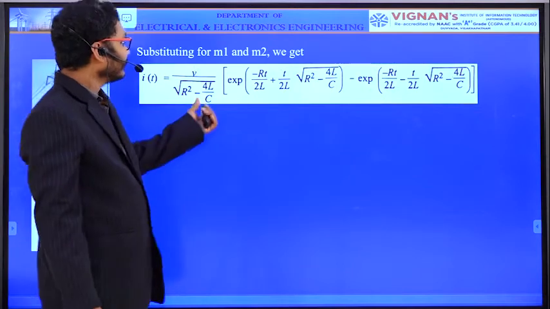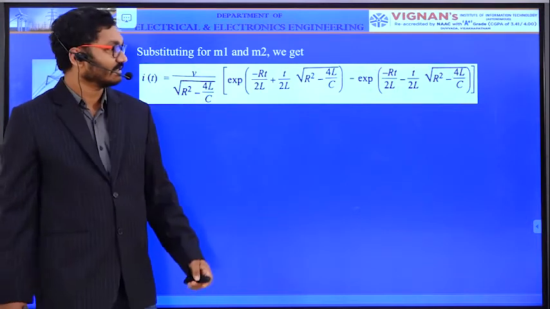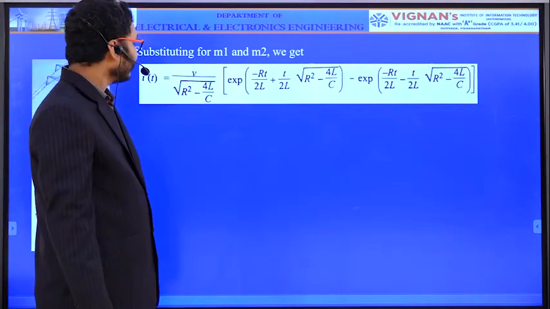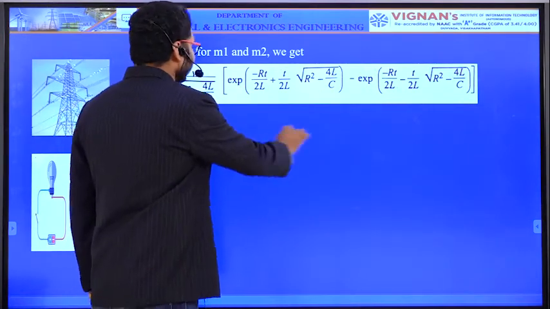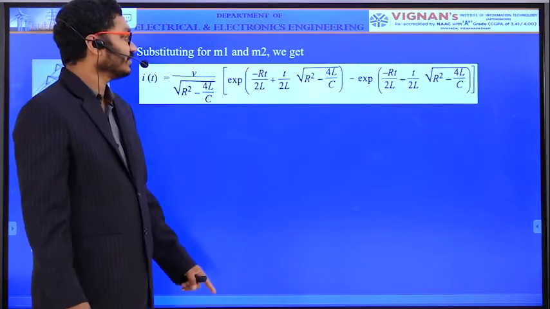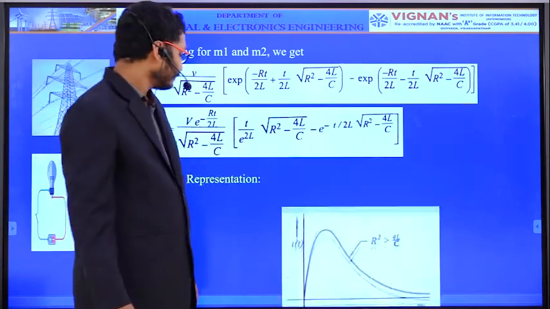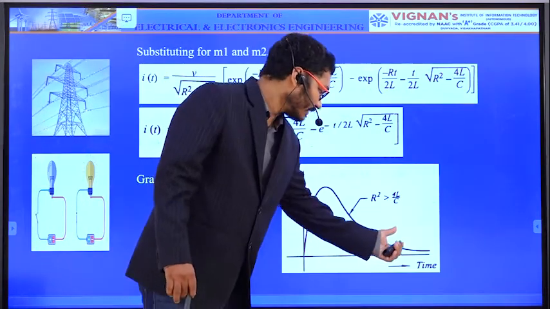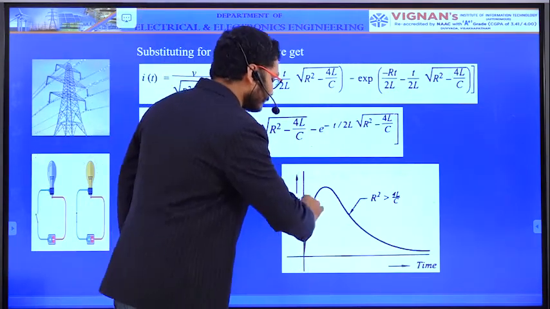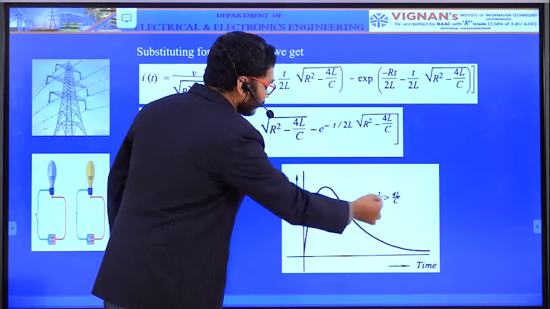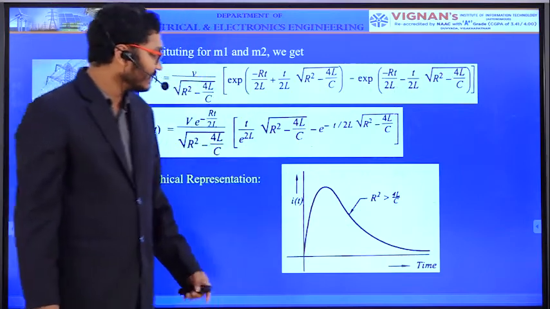In the final expression just substitute the m1 and m2 values, finally you will get this. If you write the graph, this is the I of t versus time t. If you vary the time t from 0 to infinity, plot the response, you will get like this. This is the underdamped response. Why is it underdamped? Because the response is going with waves, it has overshoot, the magnitude is more, that's why this is underdamped.